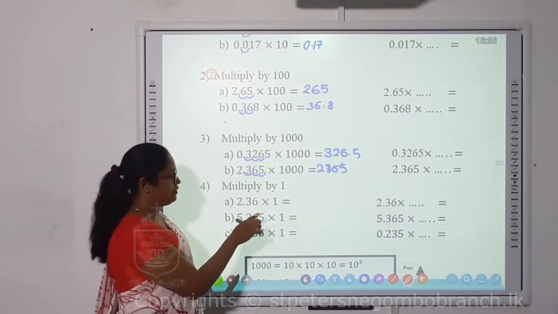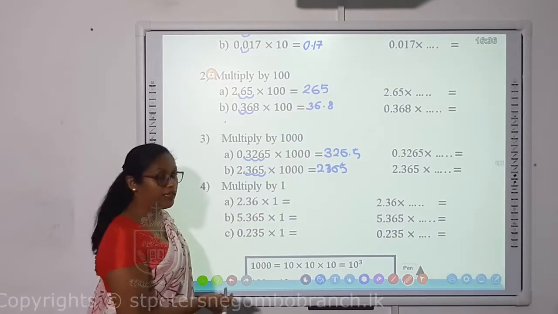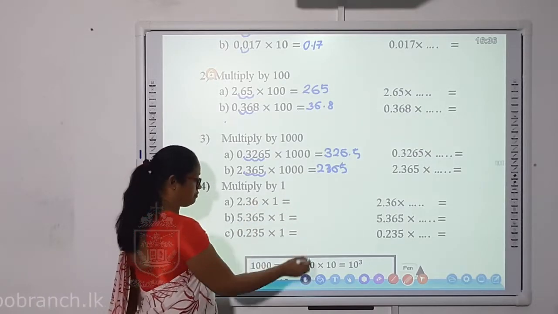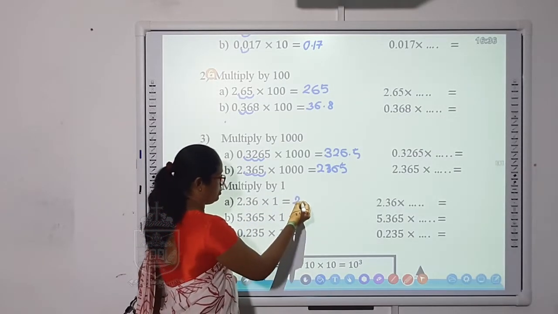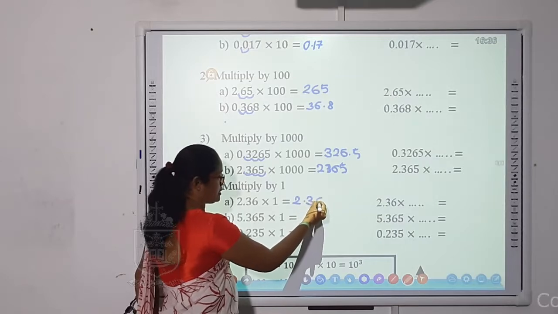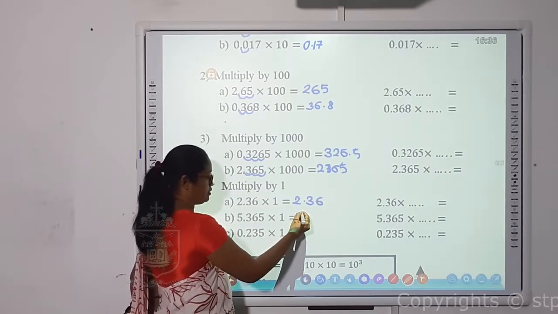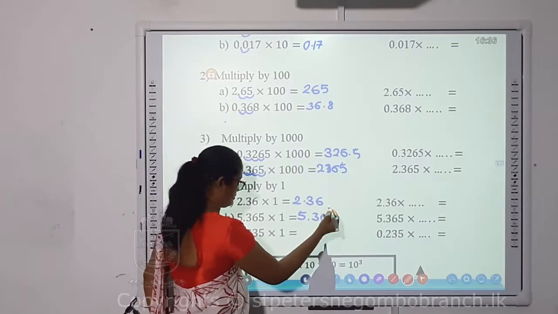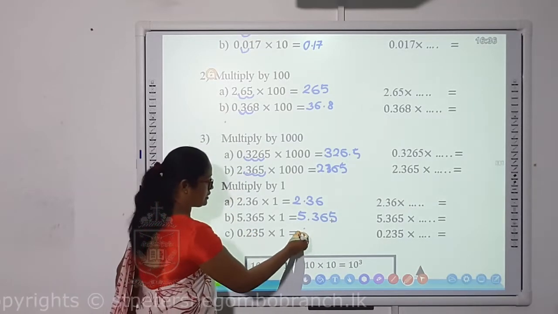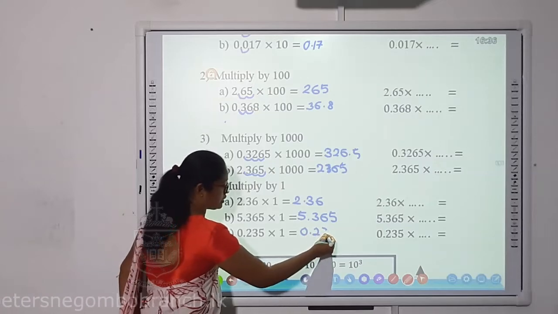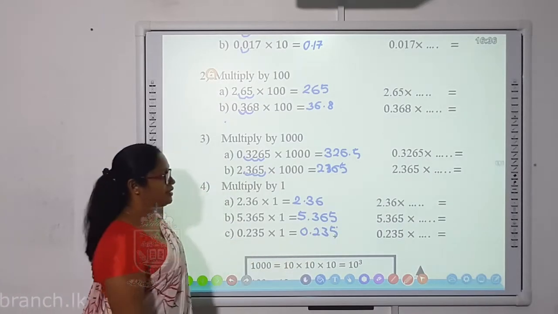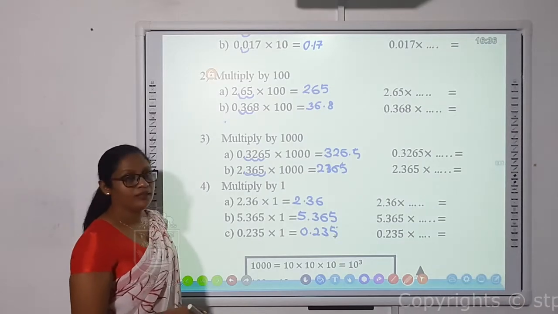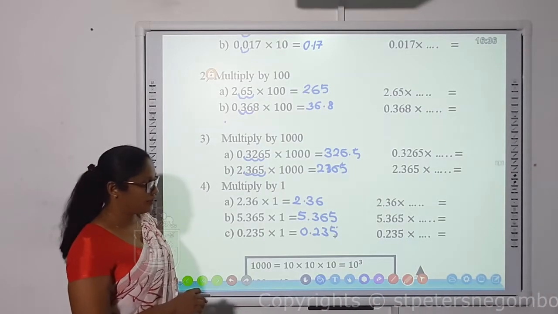Multiply by 1. This is a very easy thing. Once we multiply any number by 1, we get the same number. So here the answer will be 2.36, and here also the same, 5.365. The last one, 0.231. I think you can remember the procedure of multiplying by multiples of 10.